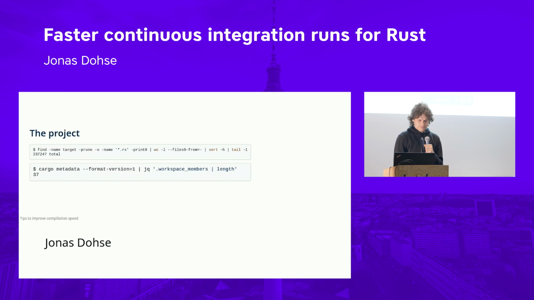We have around 240,000 lines of Rust code. This, of course, includes tests and so on. We split that up into 37 crates. The latter number is relevant. The first number also shows you a little bit about the size of the project.